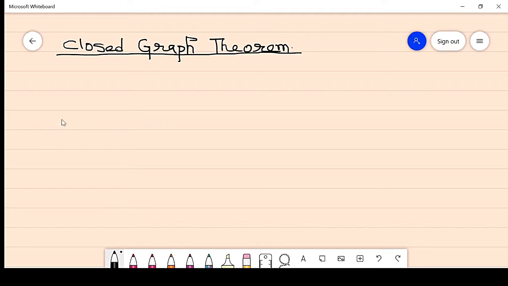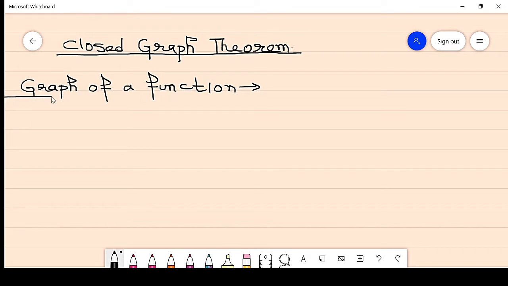So first we understand some definitions. The first definition is the graph of a function. We already know that a function is a mapping in which every element is associated to a unique element of the right hand side.